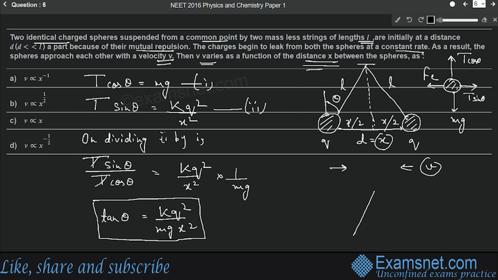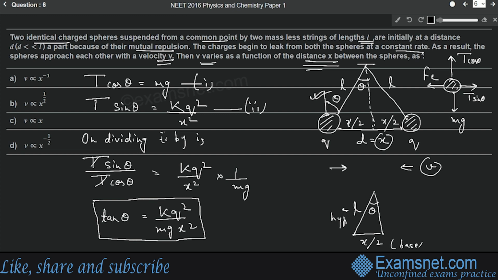Okay, so let's draw one of the triangles, the left one. So this base is equal to x by 2. This hypotenuse is L. Okay, x by 2 is base, and L is nothing but the hypotenuse of this triangle. And this is theta, because we have considered this angle as theta. So this is alternate angle, so this will also be equal to theta.